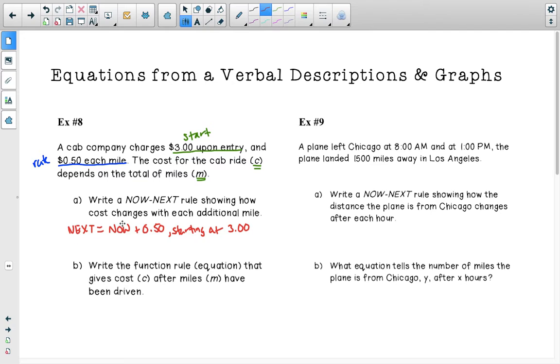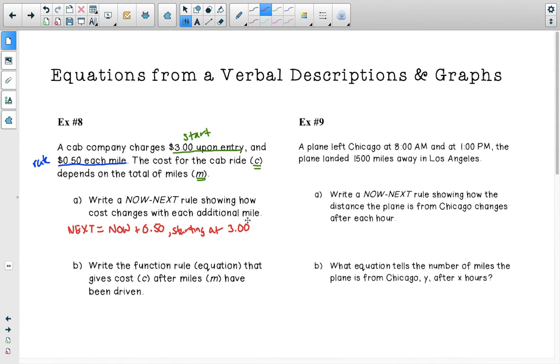So for the next mile, whatever we're at now, we will add 50 cents. So if we're starting at $3, the next value we're going to have is $3.50. Then the next will be $4, because we're adding 50 cents each time. Now because of this, we can write the function rule, or the equation. Rule means equation that gives cost C after miles M have been driven.